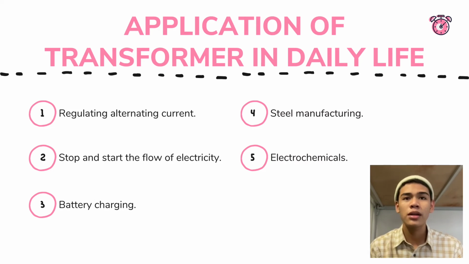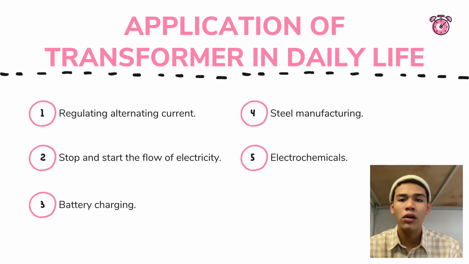Next, we go for applications of transformers in the real world. First, regulating alternating current. The main function of transformers is to increase or decrease alternating current in the electrical system. Transformers enable better energy efficiency by regulating current flow, which ultimately lowers electricity expenditures. Second, stopping and starting the flow of electricity. Transformers can also be used to interrupt an electric current or stop the flow of electricity. Transformers are frequently found in circuit breakers, where they use a switch to automatically block the flow of electricity and protect against high voltage damage.